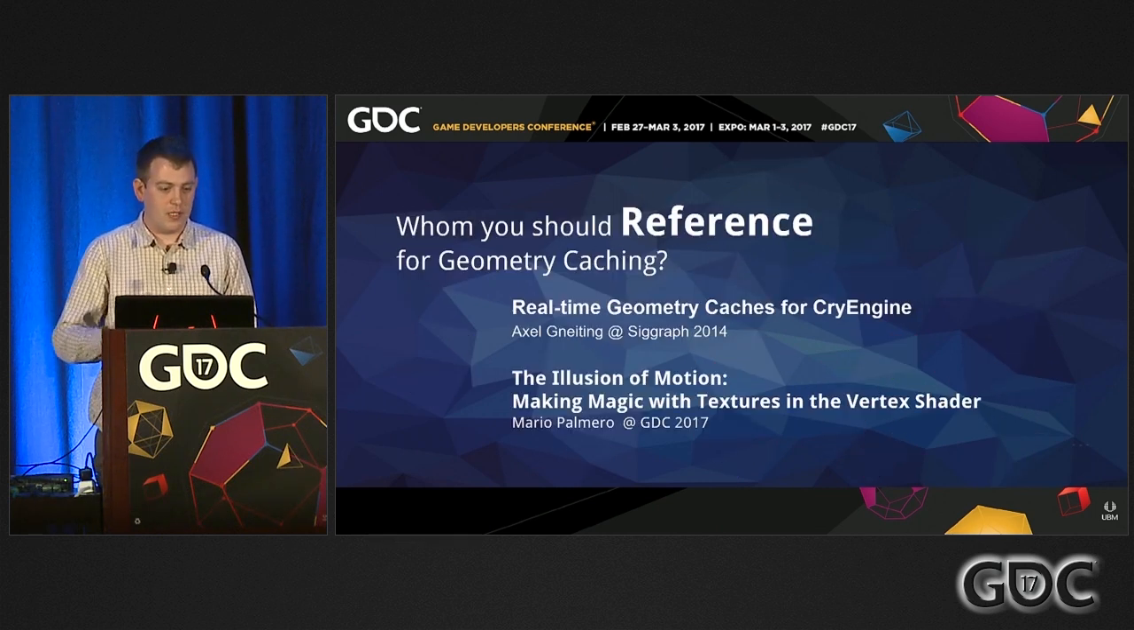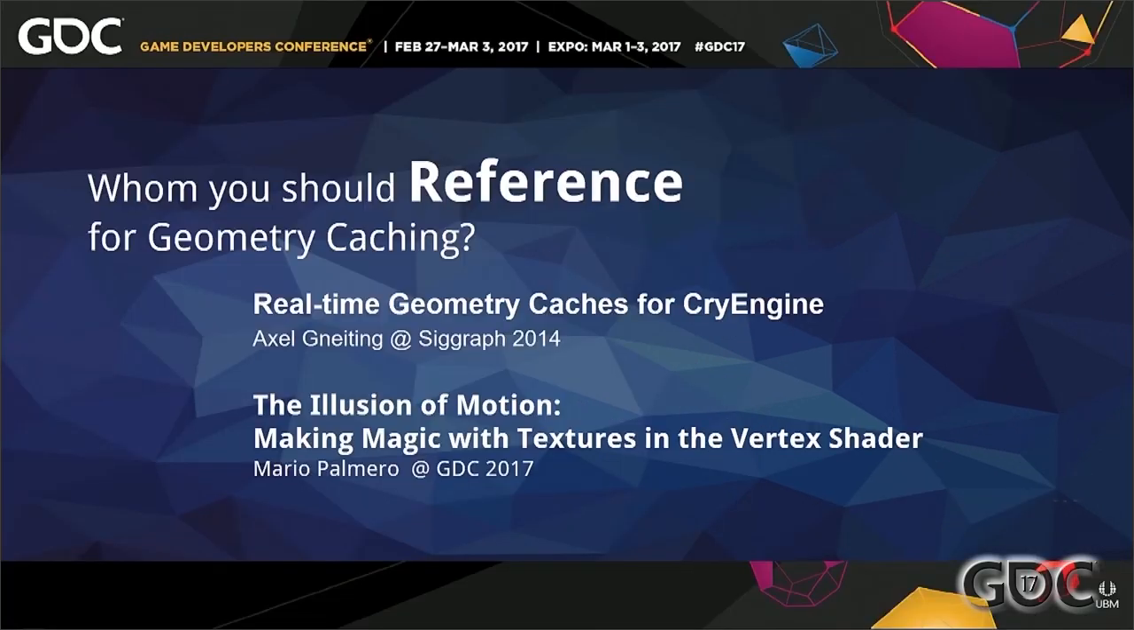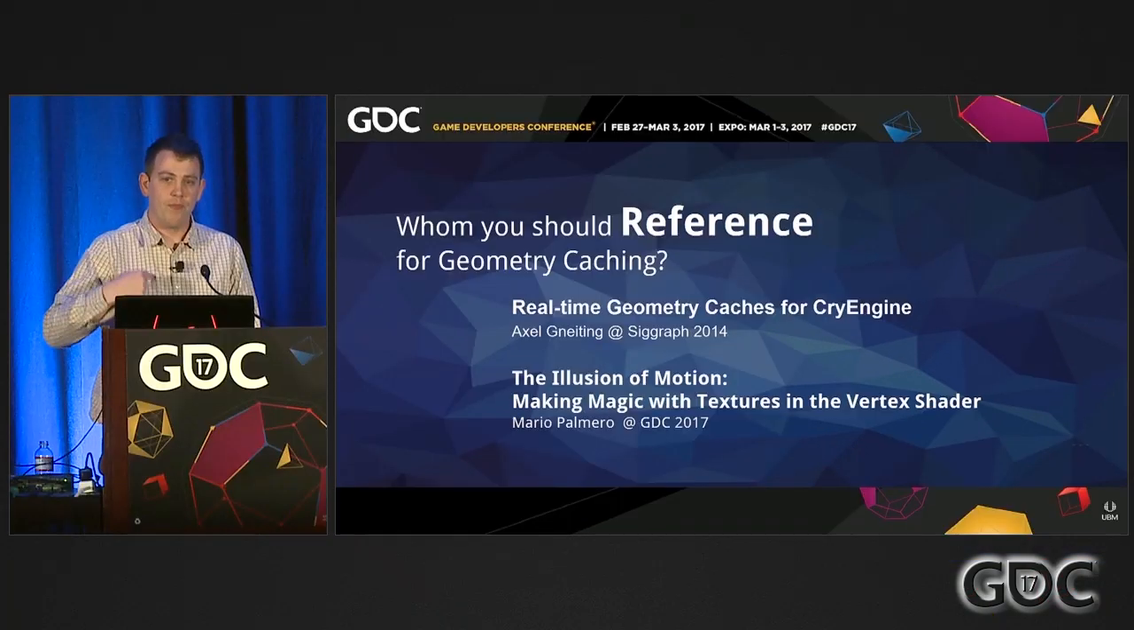So the people that you should reference is actually real-time caches for CryEngine. This was done by Axel Gneiting in 2014 at SIGGRAPH. He's the forefather of our talk, so that's how we originally based all of our technology. Then we further improved it after we learned all of our life lessons in Halo 5. But also look at the Illusion of Motion. It's more of an intro to what we were doing.